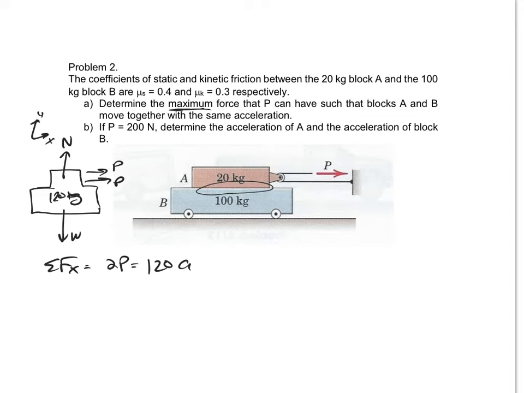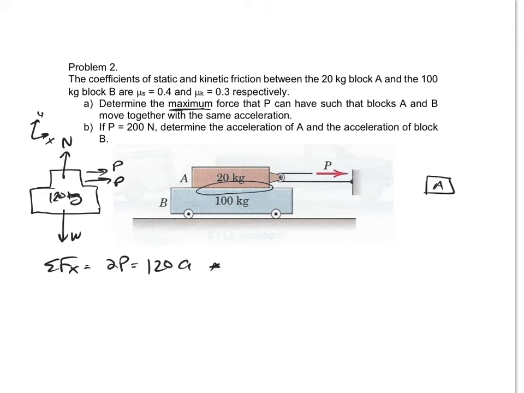All right, so that's one equation that I've got. If they're moving together, then that 2P is equal to 120A. Kind of all I can get from that one. Now, I need to separate them, break them apart. Look at either A or look at B. I'm going to break them apart, and I'm going to look at A.